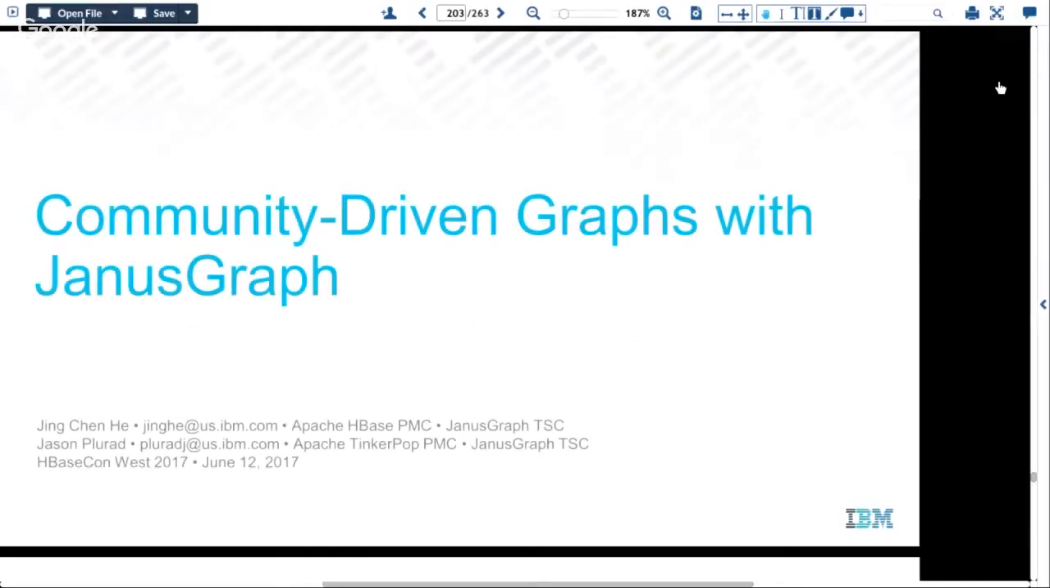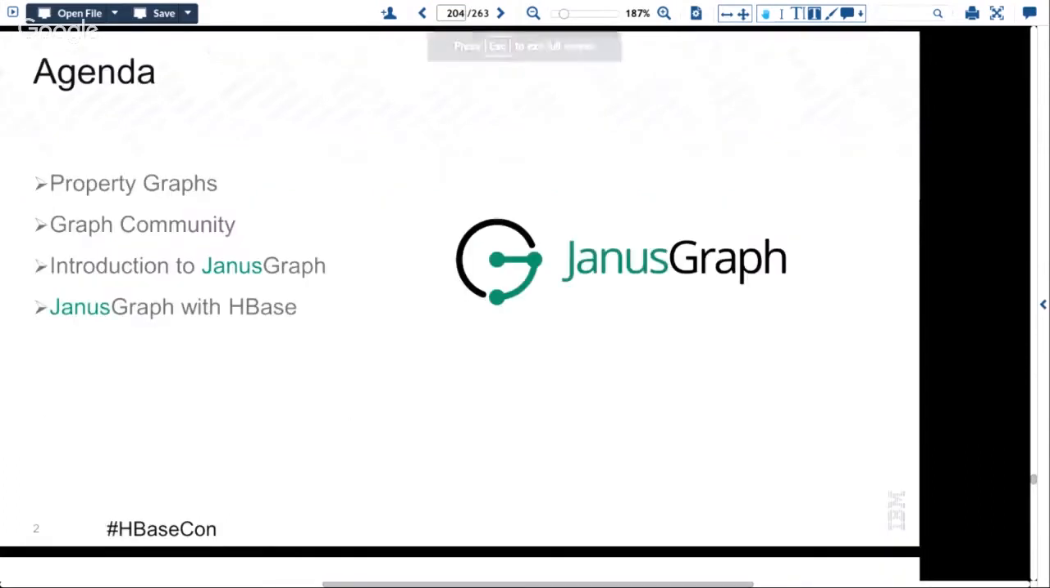So my name is Jason Plurad from IBM. I'm a software developer in the open source group. I work on graph technology, so Apache TinkerPop and JanusGraph. So why am I at an HBase conference? Good question. Talking about graphs. Because we find that graphs fall alongside with other data stores.